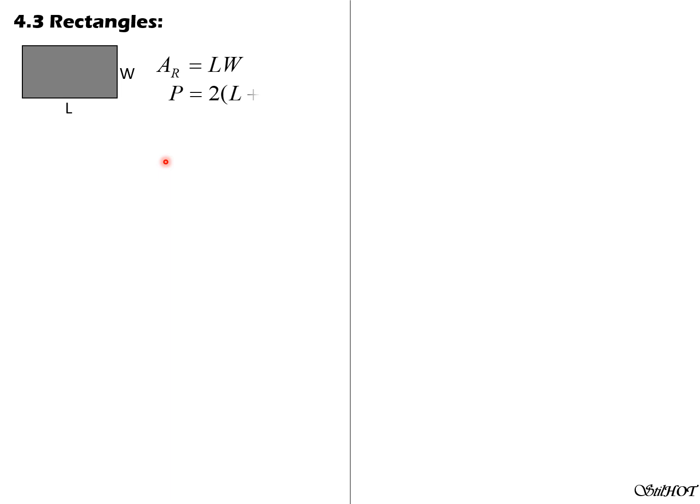So first, rectangles. You know that the area of a rectangle is the product of length and width, or length and height. The perimeter is the sum of the sides, so it is 2 times quantity L plus width. When the length is equal to the width, and we'll denote that by S, the rectangle reduces to a square, the area of which is S squared, and the perimeter is 4S.